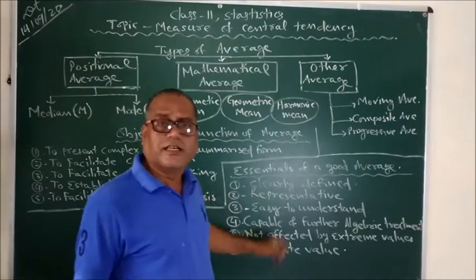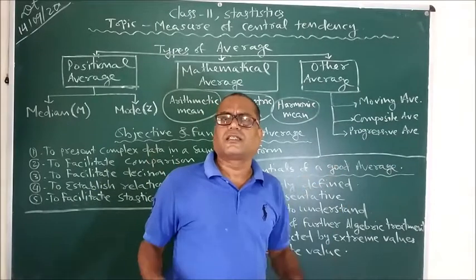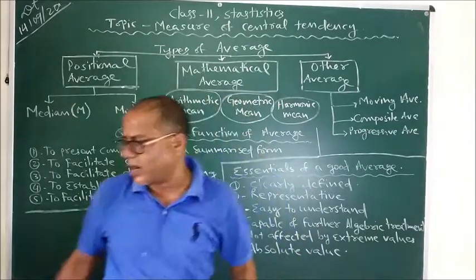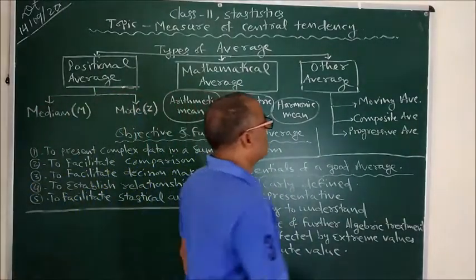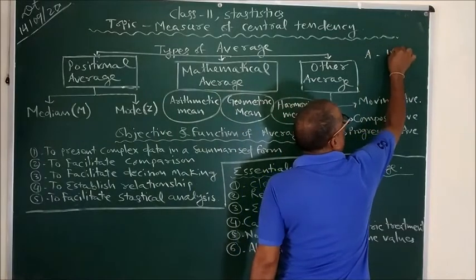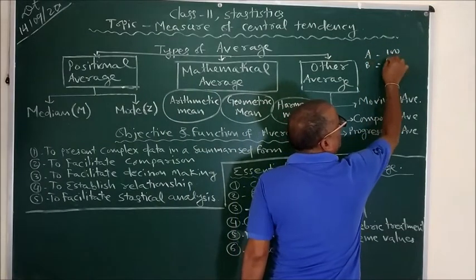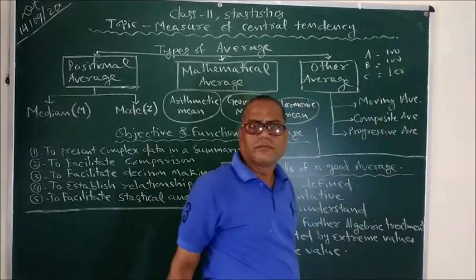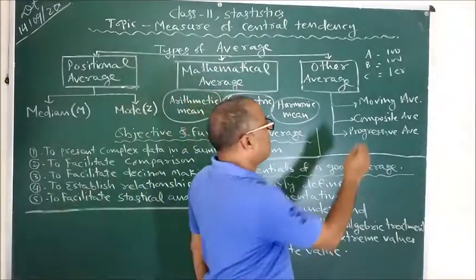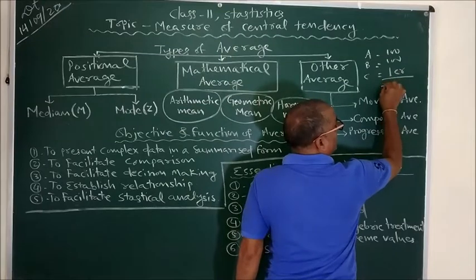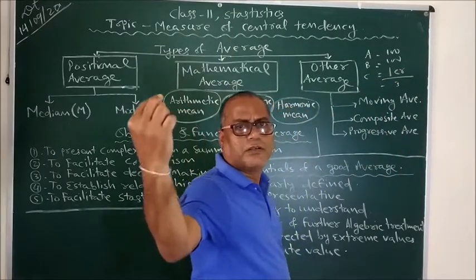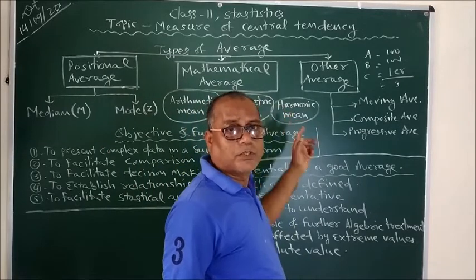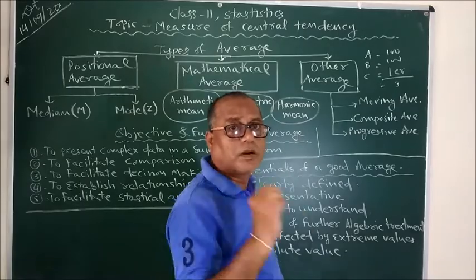Next, representative. That means the average, which is a singular value, must represent the entire data. I would like to cite one small example here. Suppose Mr. A's income is 100 rupees, Mr. B's income is 100 rupees, and Mr. C's income is 1 crore rupees. Now find the average. What average will we get by adding these 3 and dividing by 3? Just remember the method to find arithmetic mean: sum of all the values divided by number of values.